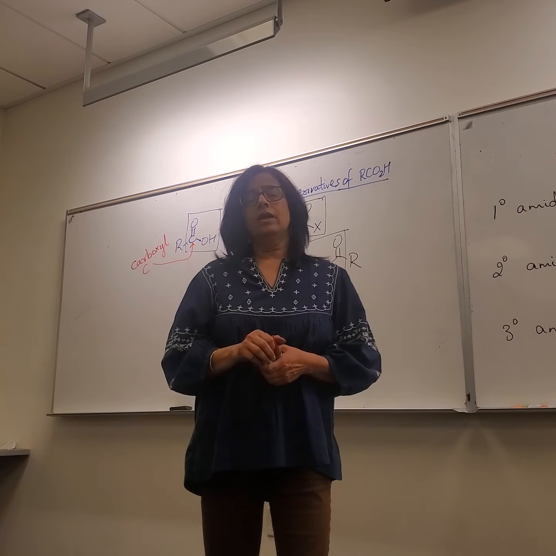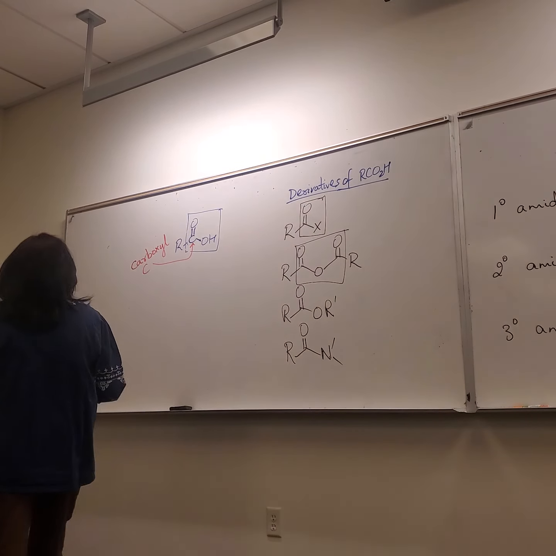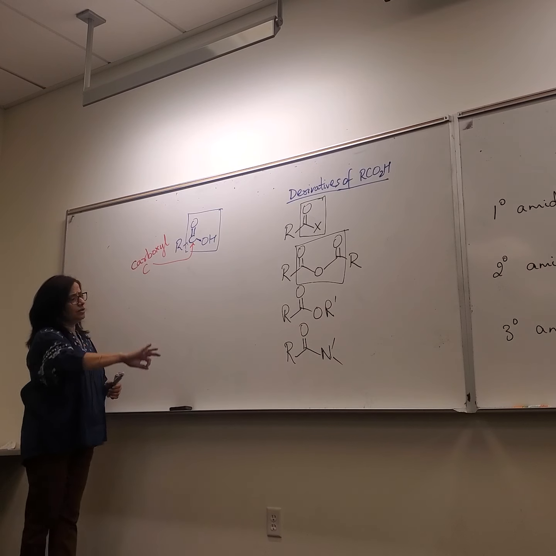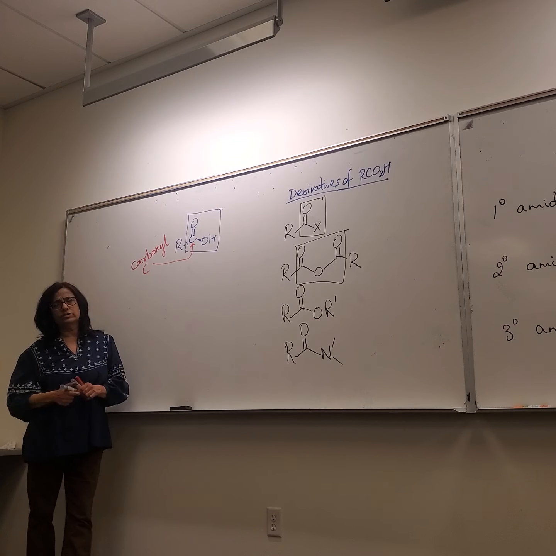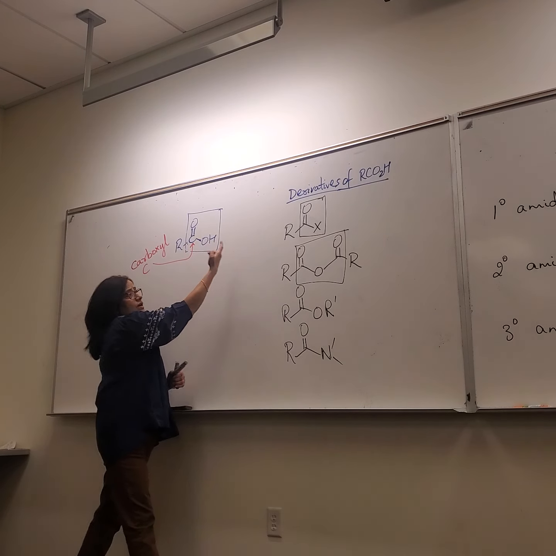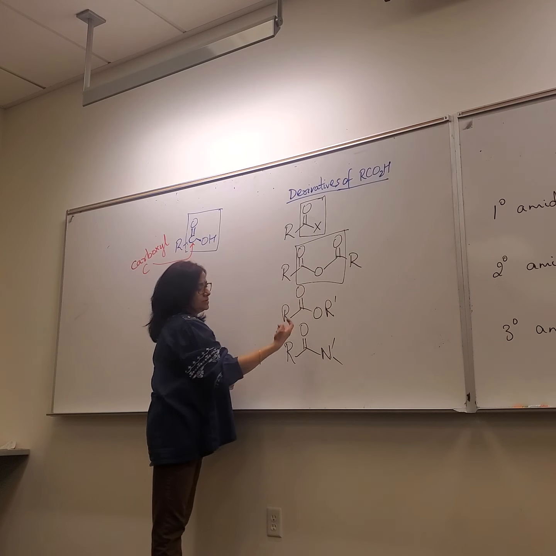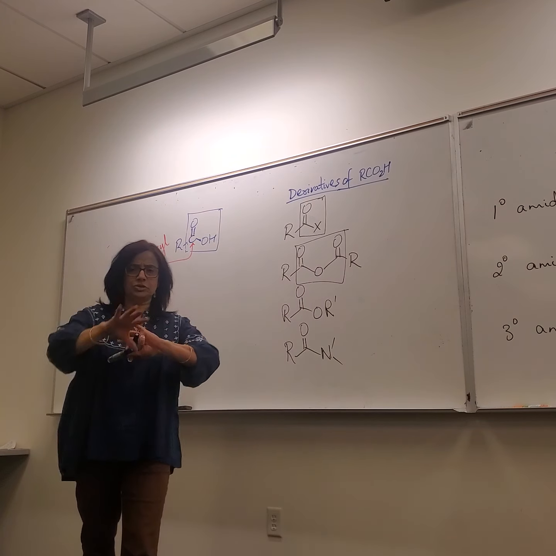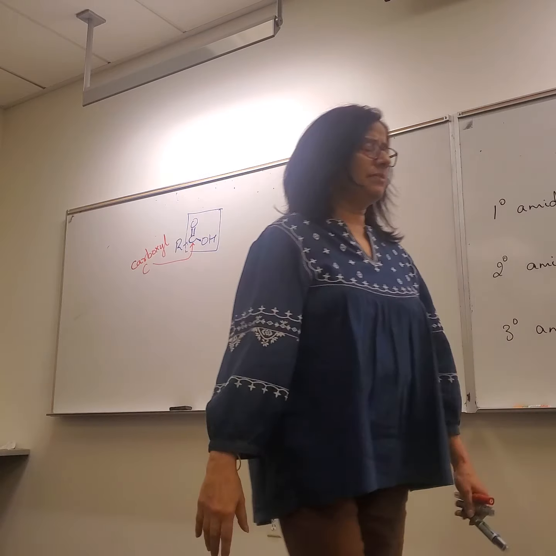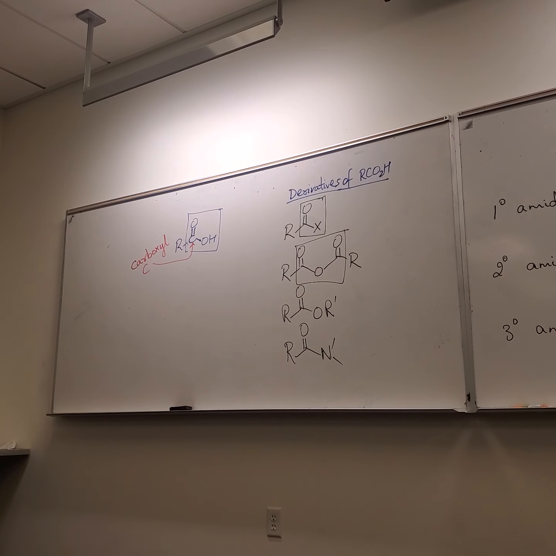Everybody okay? What is the hybridization state of the carboxyl carbon in all of these compounds? What's the hybridization state of those carbons? sp2, absolutely. What should be the shape? What should be the bond angle? Trigonal planar. Exactly.